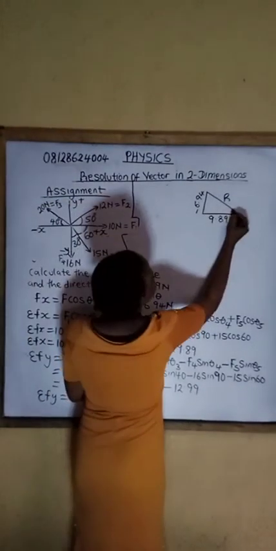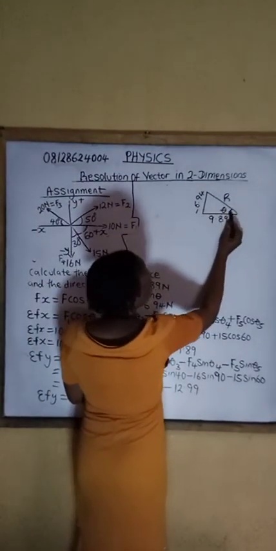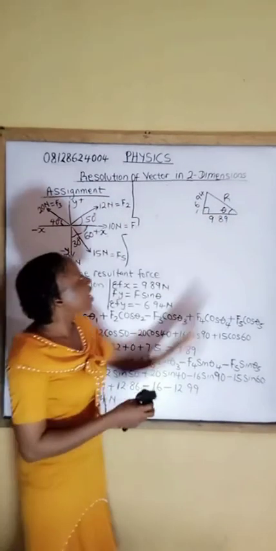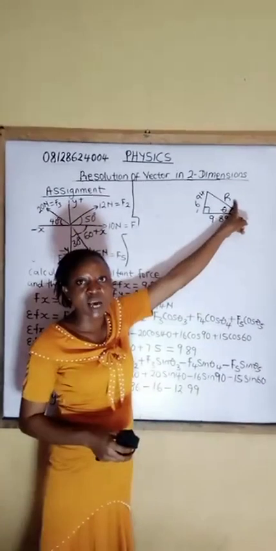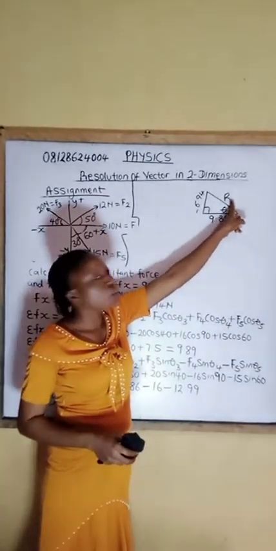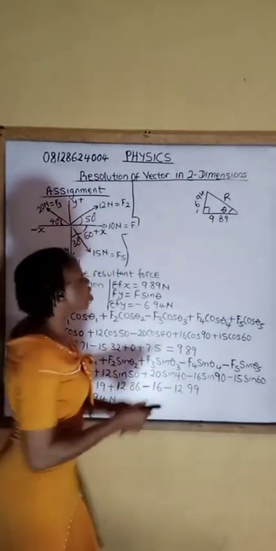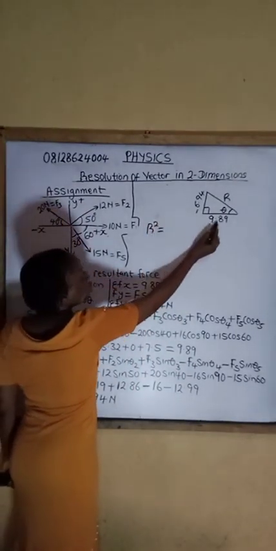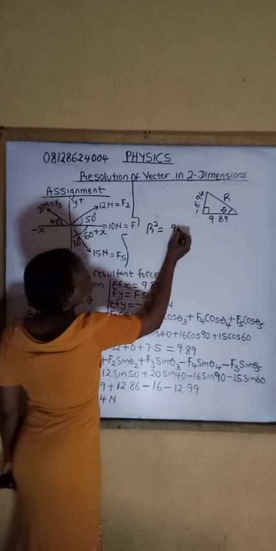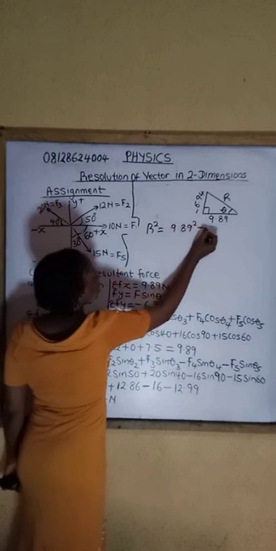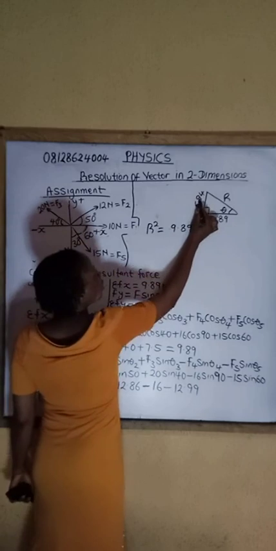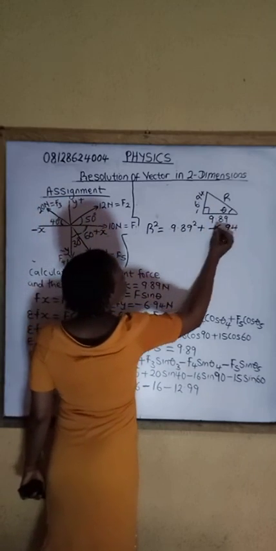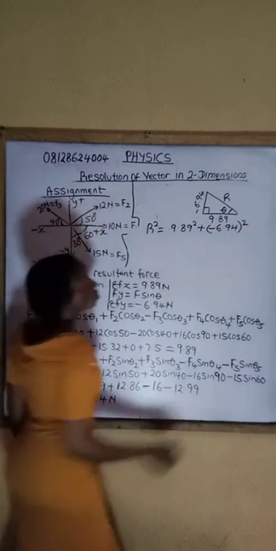Now, this is the opposite angle. This is our angle theta. Then this is a right angle triangle. So the side facing the right angle is the hypotenuse. Now, to look for r, we apply Pythagoras theorem, which is r squared equal to 9.89 squared plus minus 6.94 squared.